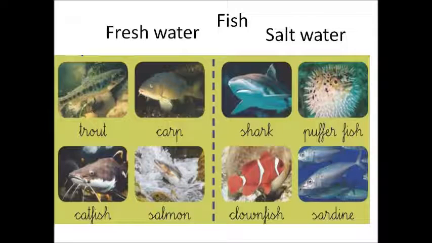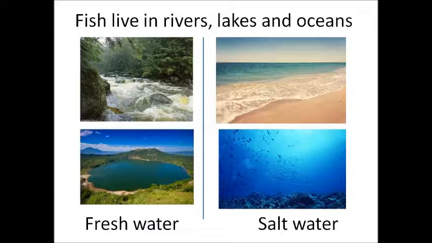Fish. Fish which live in fresh water. We can find trout, carp, catfish and salmon. And from salt water we have sharks, pufferfish, clownfish or sardine. Fish live in rivers, lakes and oceans. We have fresh water and salt water.